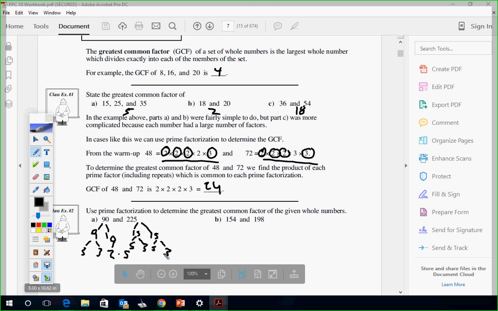So what do they have in common? We go through here. They have a 5, a 3, a 3 and a 3, and they both have a 5. So their greatest common factor is going to be 3 times 3 times 5, which is 45. So 45 is the GCF for 225 and 90.